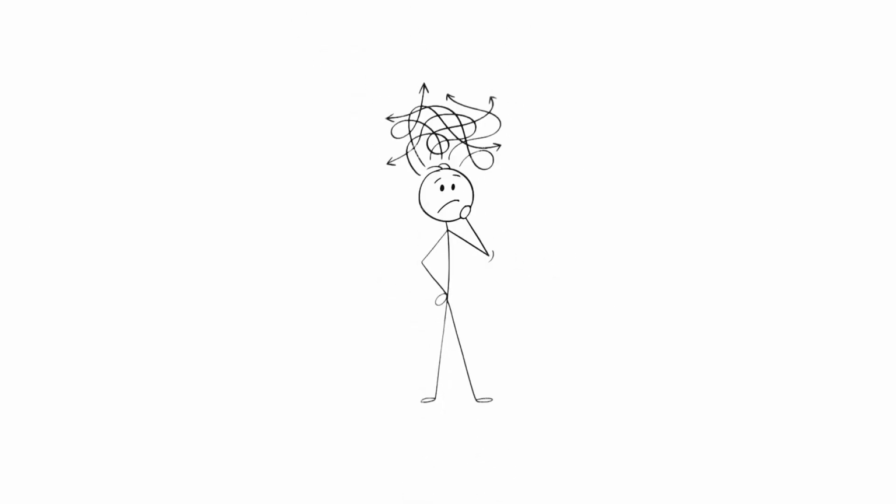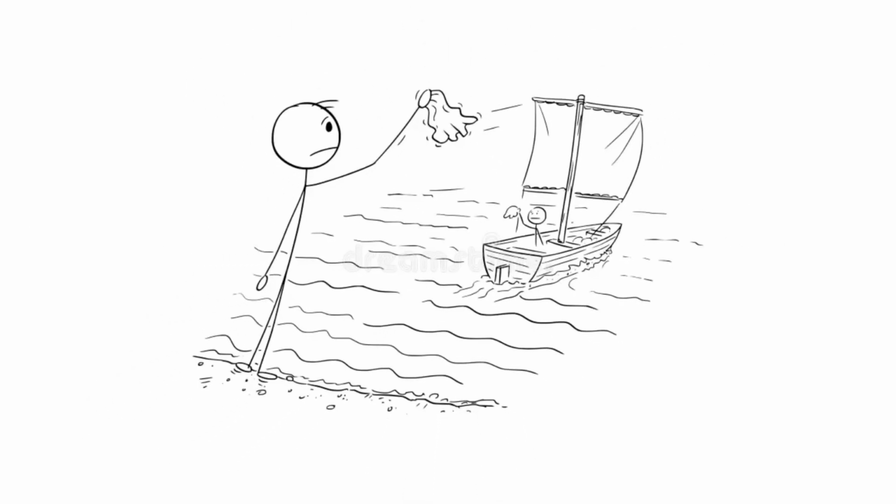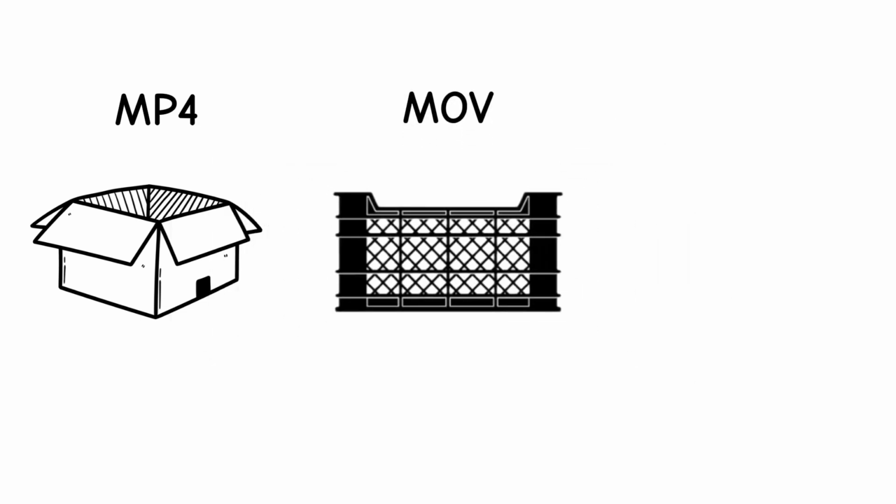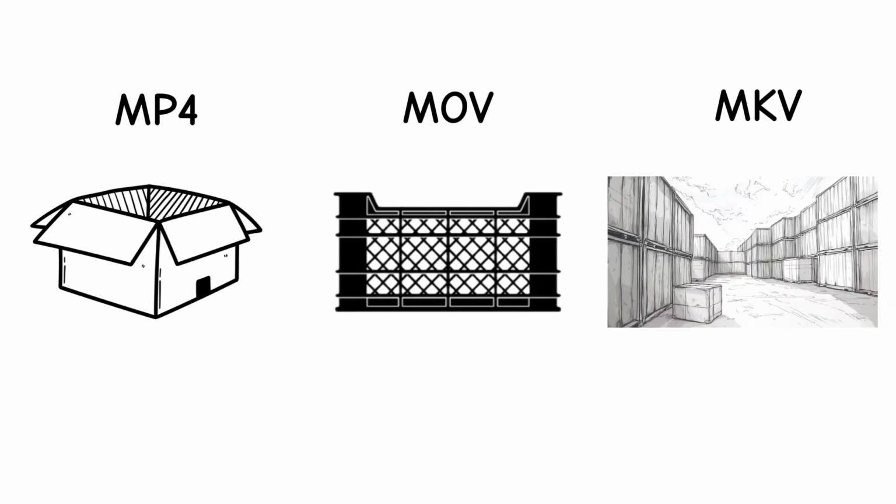Why does this matter? Because AVI's failure created the demand for something modern, open, and powerful enough to handle everything. Which brings us to the fourth container. If MP4 is the cardboard box and MOV is the reinforced crate, MKV, the Matroska video format, is the industrial storage unit. It holds everything.